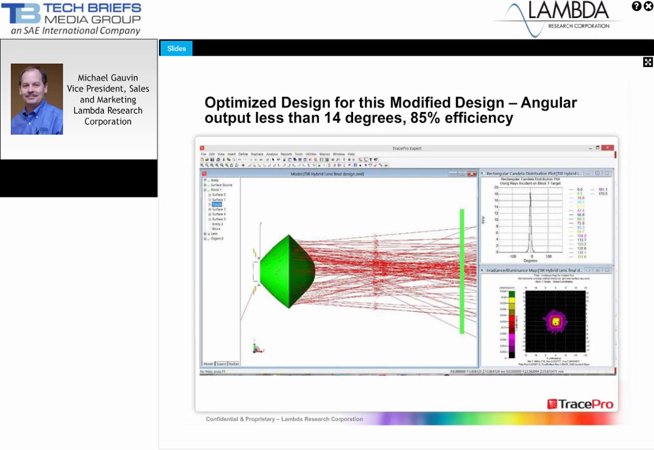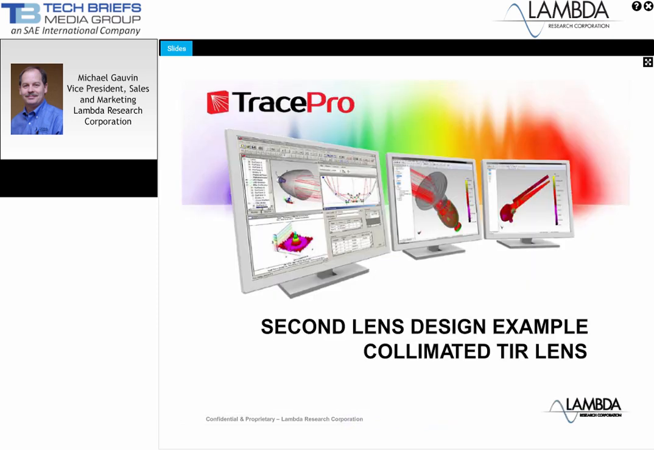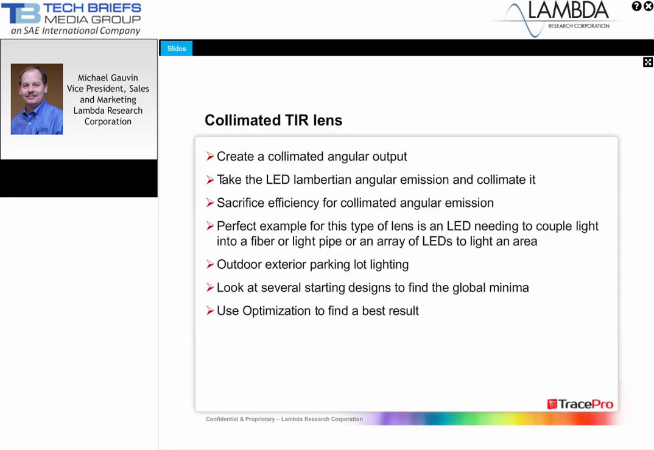So now that we've successfully done that, looked at several different local starting points, and come to a global answer, we can look at a second example. The second example is a collimated TIR lens. It's a little bit different, not much, from the last one, and we can build upon the last example to get here. So a collimated TIR lens creates a collimation.